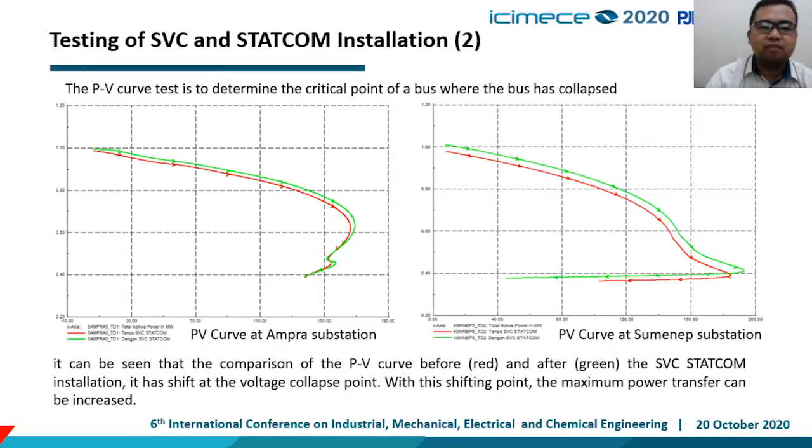Second parameter, we use the PV curve test. PV curve test is to determine the critical point of bus where the bus has collapsed. In the left set, PV curve at Ampera substation, and right set, PV curve at Sumeneb substation. From this graphic, we can conclude that the comparison of the PV curve before, red line, and after, green line, the SVC STATCOM installation, it has shift at the voltage collapse point. With this shifting point, the maximum power transfer can be increased.